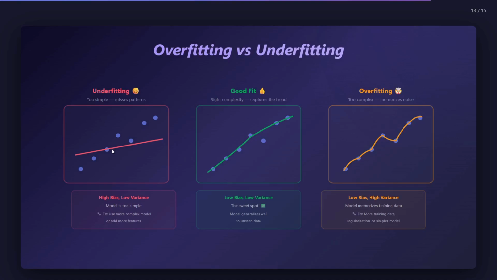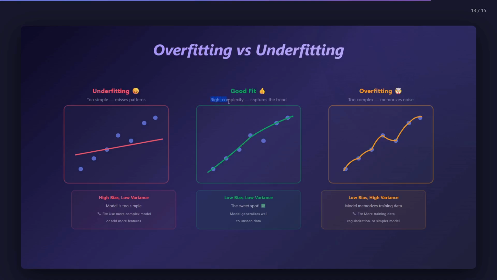Completely. So that means it has high bias and low variance. Okay, that means this model is too simple. And how do we fix that? We will just add a more complex model, or we will add more features to make it a good fit, right?